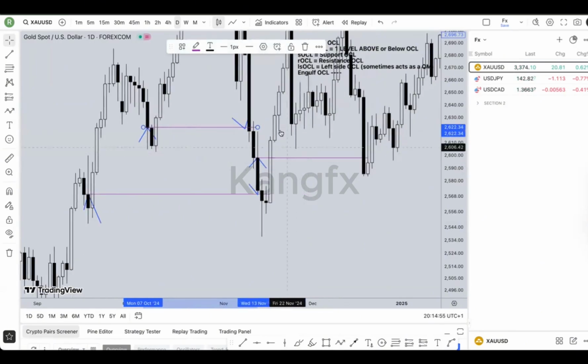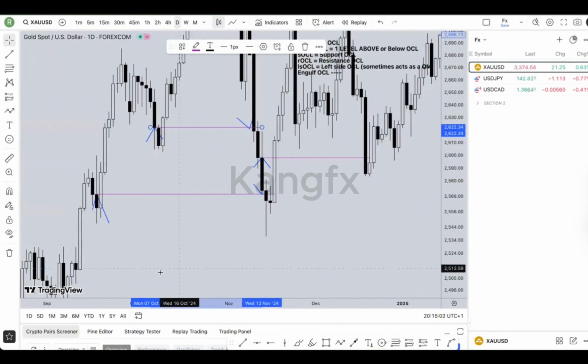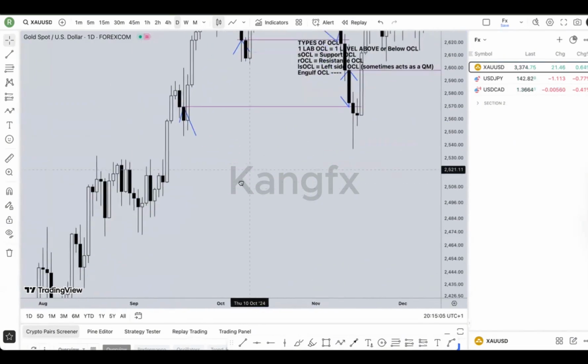So you see the market came back again. What did the market do? The market used it here. You see how the market used it and dropped. So that's LSOCL.